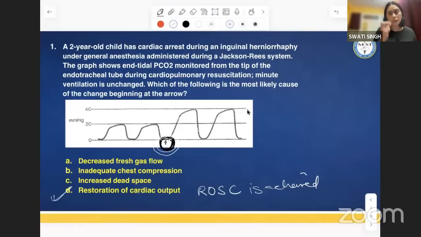The only question which is not asked in CPR is capnography, the use of capnography during CPR. So I expect that if they ask a new question from CPR, it could be the relationship of CPR and capnography. Only two possible questions are there on the relationship of CPR and capnography. Number one, what value of EtCO2 tells us that chest compression is adequate.